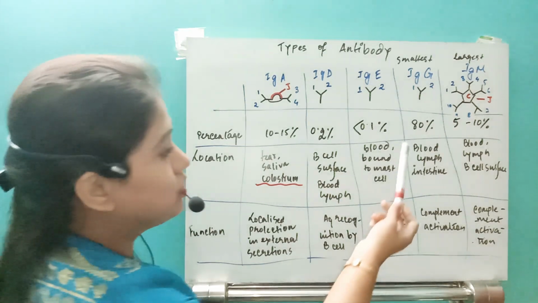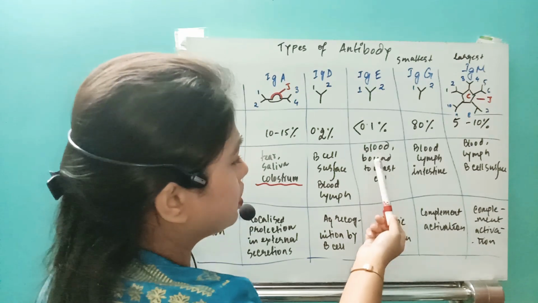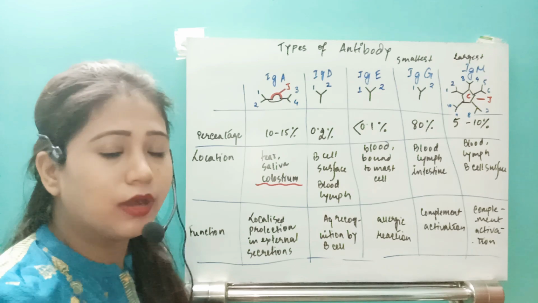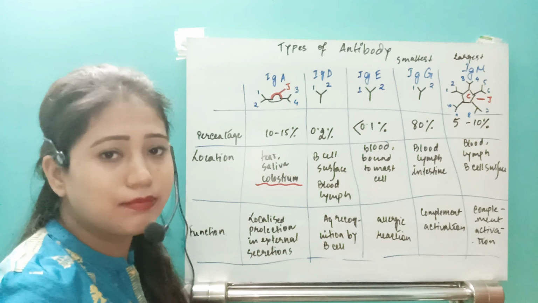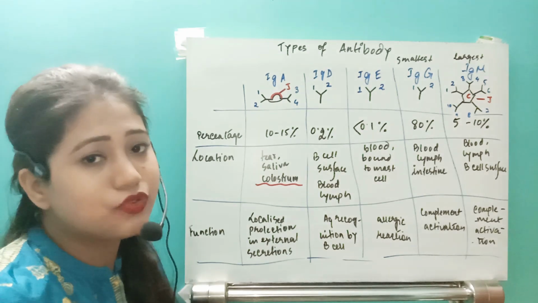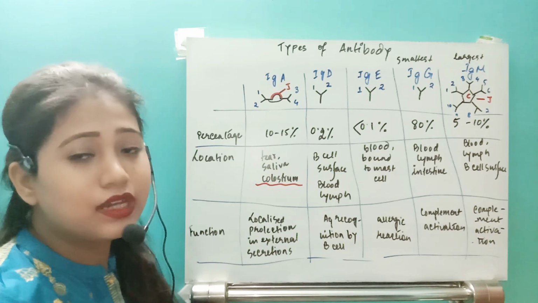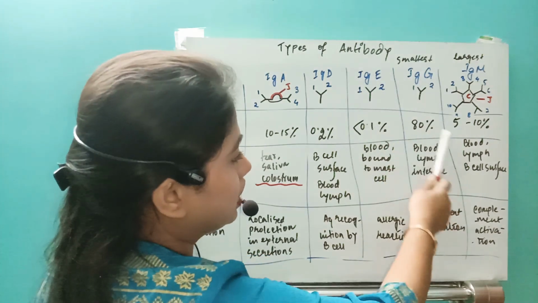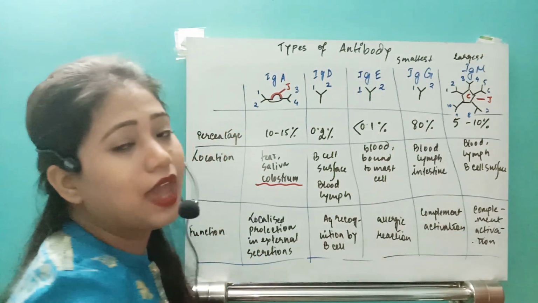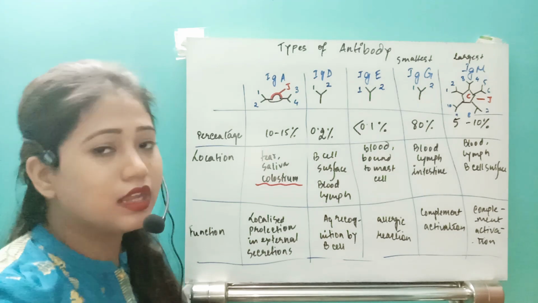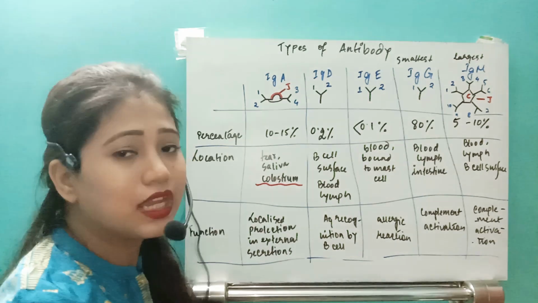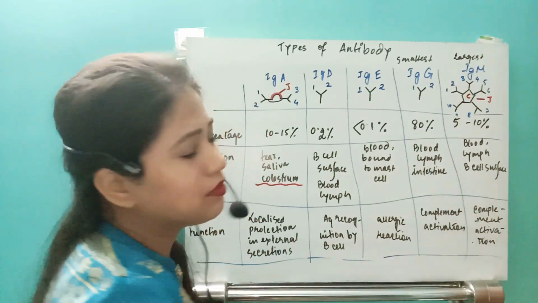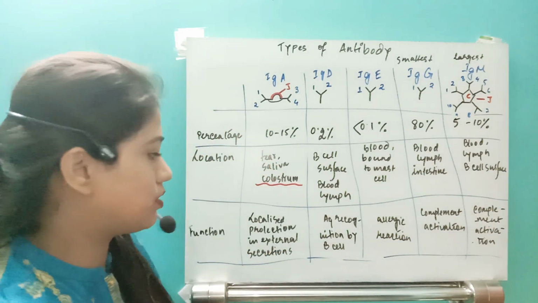And IgE is found in the blood, and it can also be bound to the mast cell. Remember, the mast cell is actually a type of basophil, which releases three chemicals: heparin, histamine and serotonin. After that, immunoglobulin G is found in the blood, lymph as well as in the intestinal region. And IgM is found in the blood, lymph and on the B cell surface.